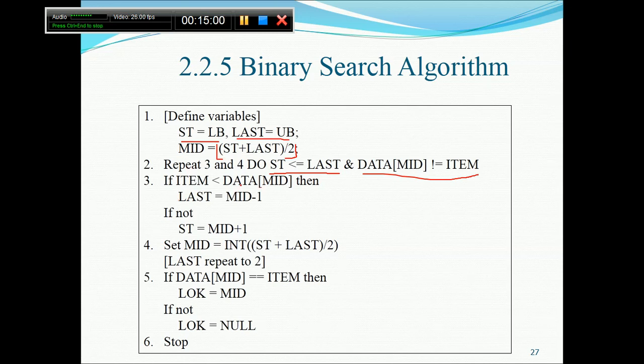Now if the item is less than data[mid], see this, if item is less than data[mid], this means I have to choose the first half. Since I have to choose the first half, I have to update last equal to mid minus 1. That is placed before the middle, that is the first part. Otherwise we have to choose the second half.